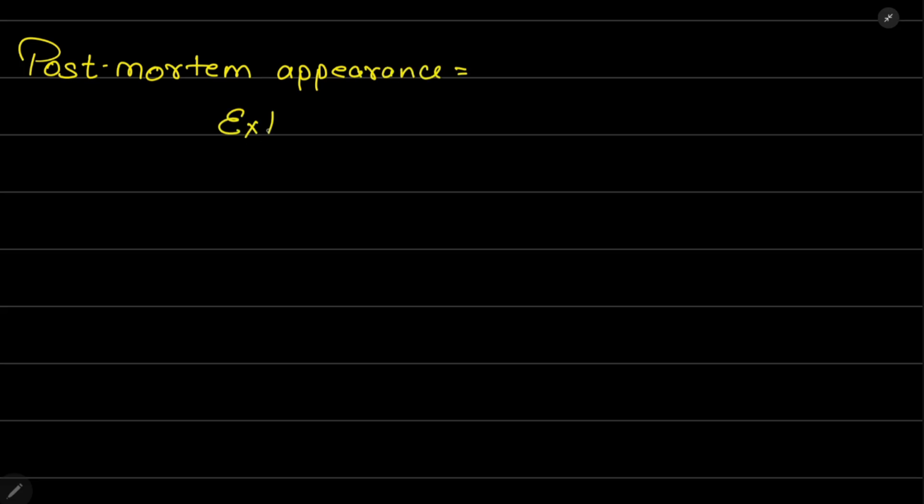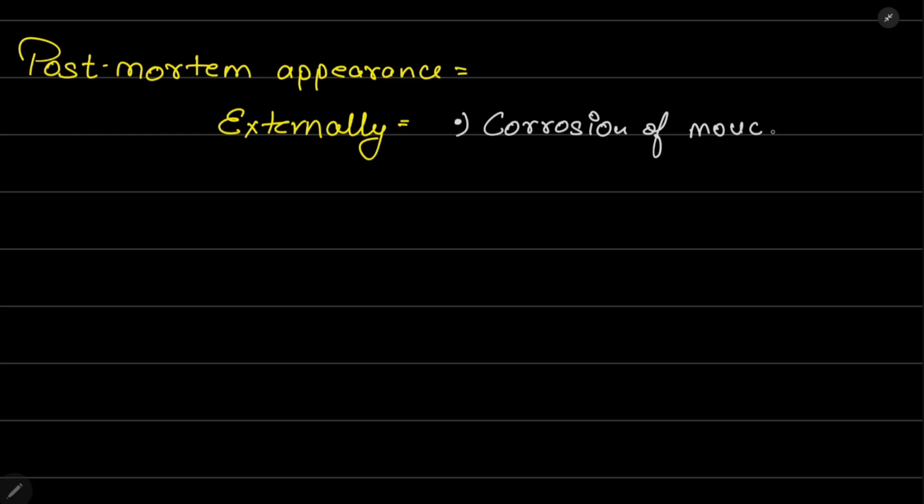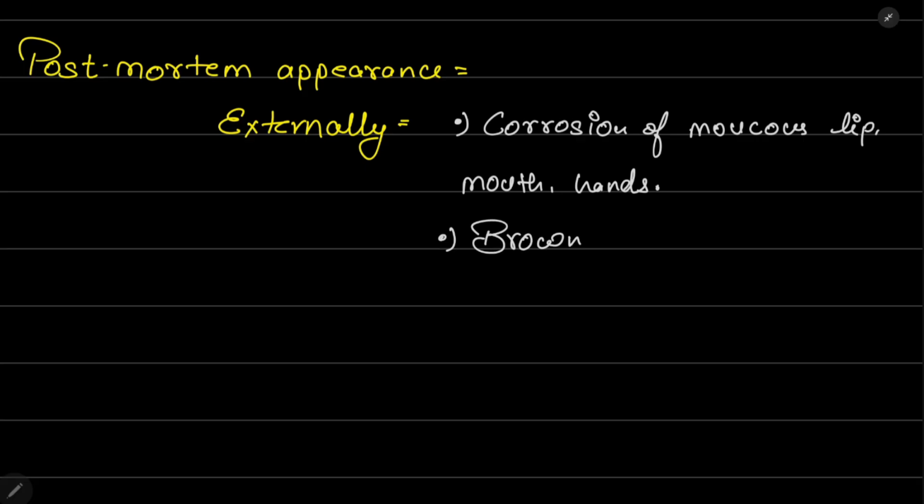First, externally, we will see corrosion of the mucous membrane of the lips, mouth, and even hands. We have already studied that the acid causes necrosis, and what type of necrosis? You will comment down the type of necrosis. The necrosis will first appear grayish white, but soon it will convert into a brown or black colored necrotic area.